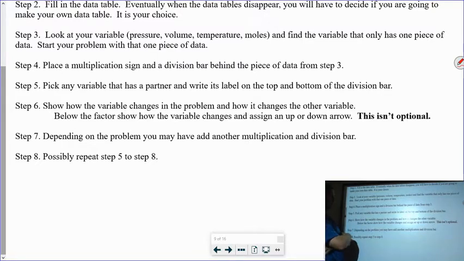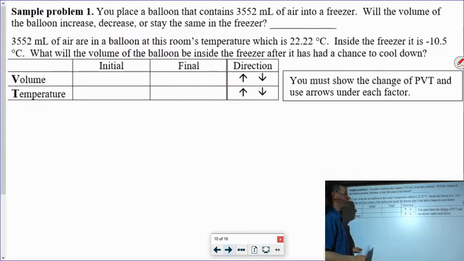6, show how the variable changes in the problem and how it changes the other variable. Below the factor, show how the variable changes and assign the up and down arrows. This is not optional. And 7, depending on the problem, you may have to add another multiplication sign or division bar. Possibly repeat steps 5 through 8. Would it make it any better if I told you guys did this in 9th grade science? You did these almost exact same problems and you had no issue. So let's go through them and I'll show you what all those steps mean.